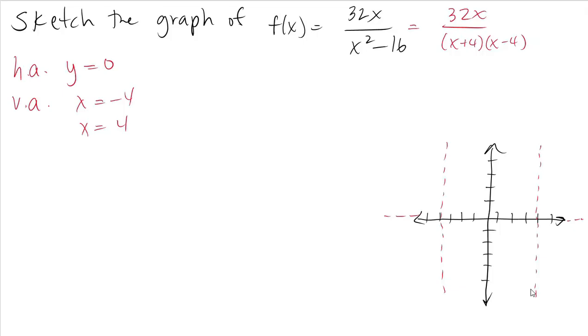Now that I've got the vertical asymptote, I'm going to look for any intercept. You find the y-intercept by plugging 0 in for x, if you can. Sometimes you're not allowed to plug 0 in for x, but we already know the domain restrictions are negative 4 and 4, so we're okay here.